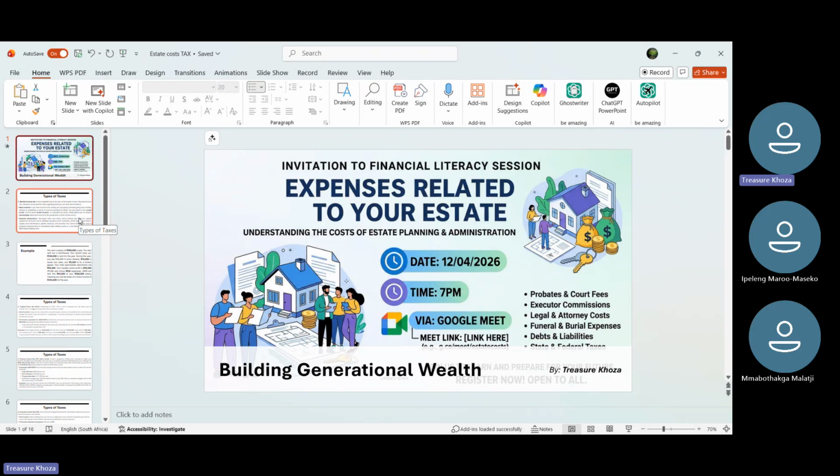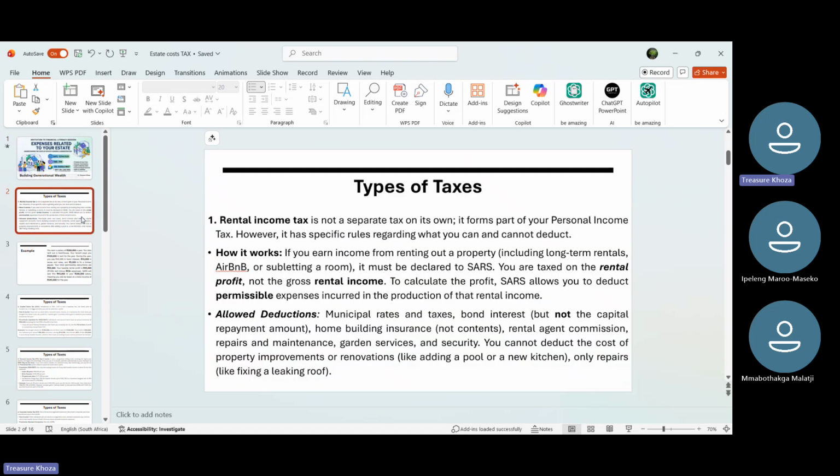So last time we spoke about the types of taxes because they form part of the costs around an estate. There is something I've paid attention to when it comes to the type of taxes I spoke about in terms of property rental income tax. I mean to say that there are systems that one can engage or use in terms of tackling these taxes. So it's up to you as an individual: do you want to place systems which are going to assist you, or just roll it like that?